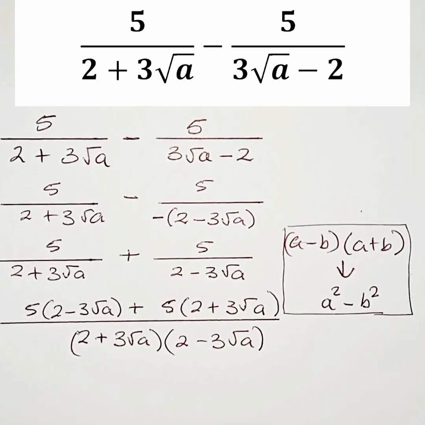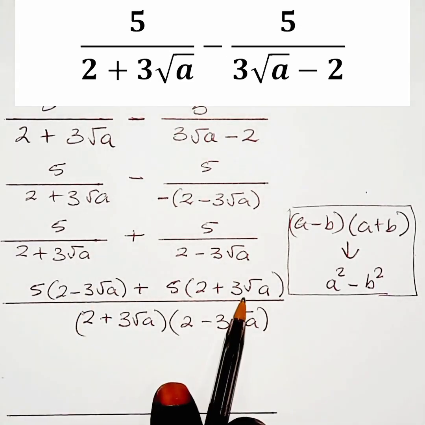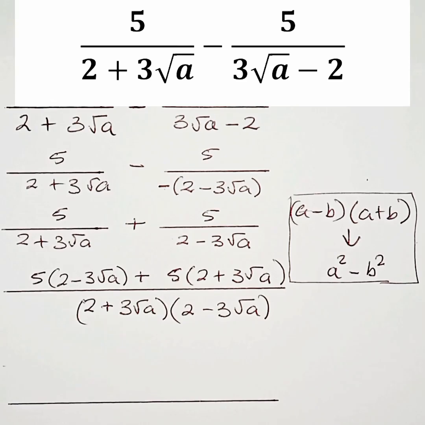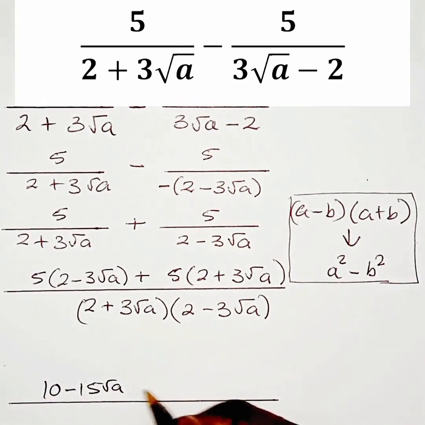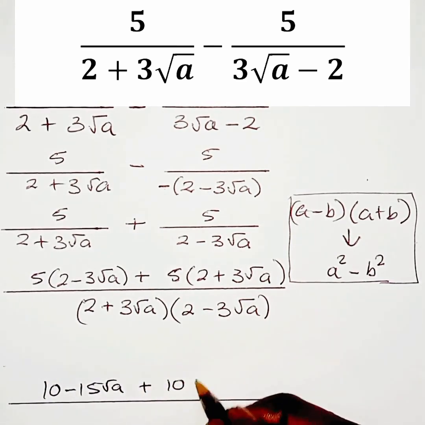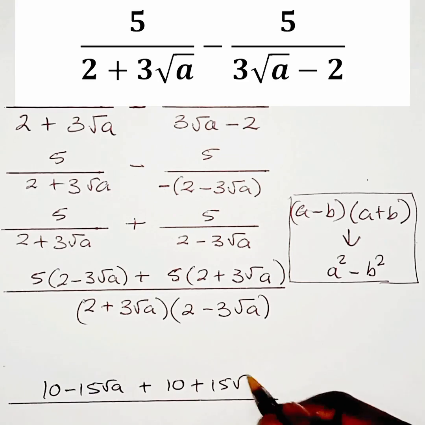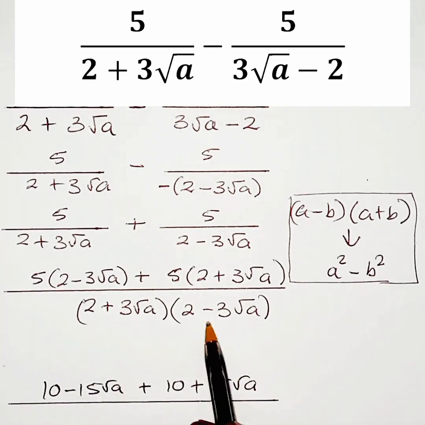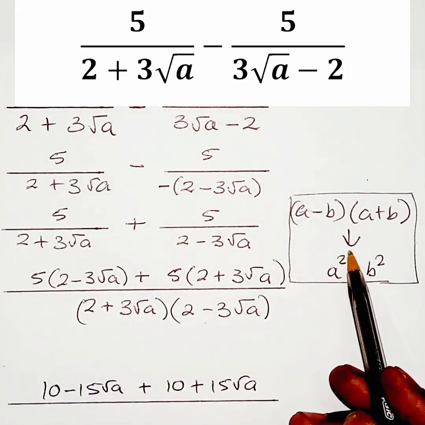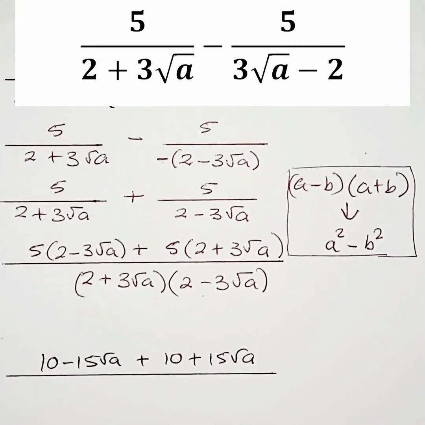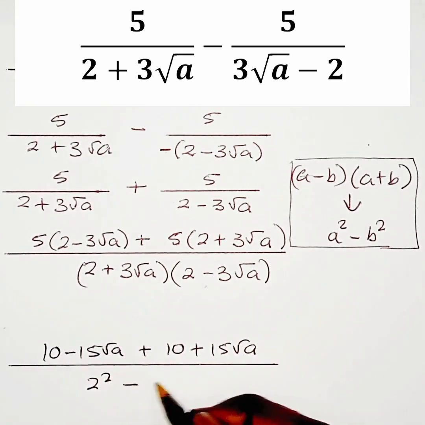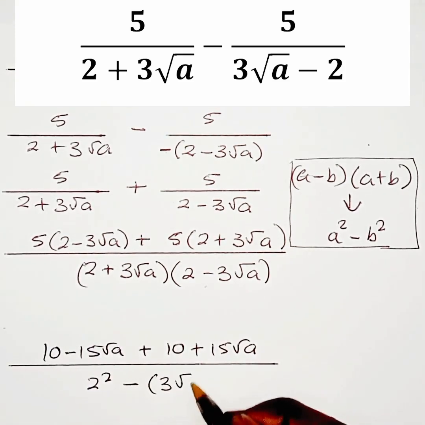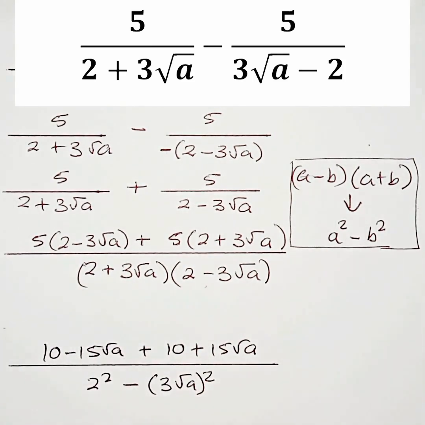So if we expand what is on top, we are going to have 10 minus 15 root a plus 10 plus 15 root a. And on the bottom part, we are going to use that. So we are going to have 2 squared minus 3 root a, squared.